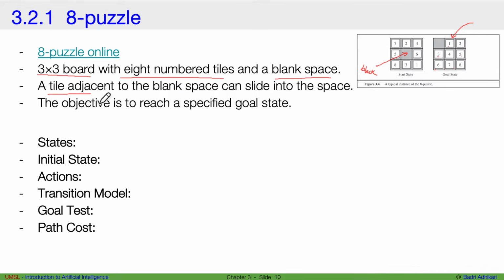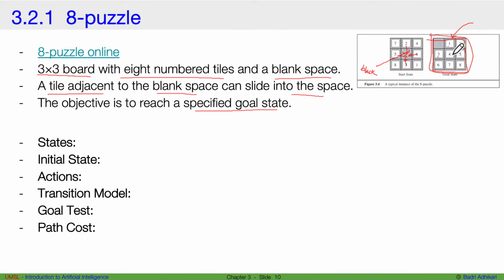A tile adjacent to a blank space can slide into the space. So here we can slide 6, 2, 5, or 3, any of them into the blank space, and we can repeat this over and over again. The objective is to reach a specified goal state, and in this case, the goal state will look something like this.